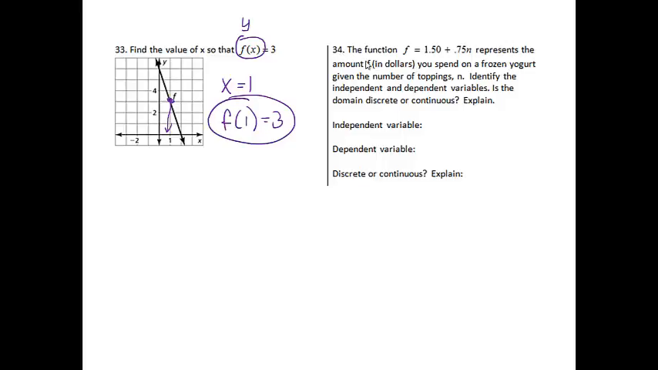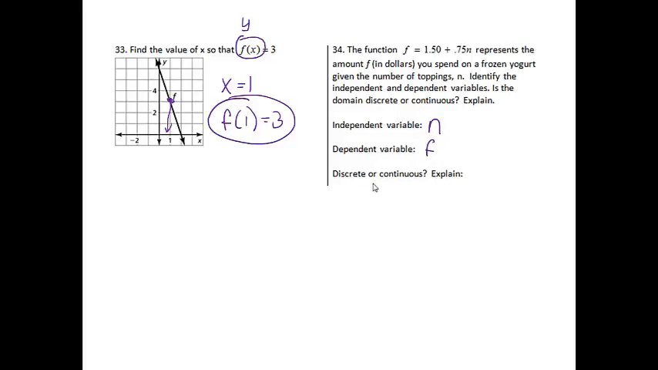Right, number 34, the function f equals 1.50 plus 0.75n represents the amount f in dollars you spend on a frozen yogurt given the number of toppings n. Identify the independent and dependent variables. Is the domain discrete or continuous, and explain. So the independent variable would be the one that we have more control over, which we get to pick, and we get to pick the number of toppings. So n will be our independent variable, and the dependent variable will be f because the amount we spend will depend on how many toppings I pick.